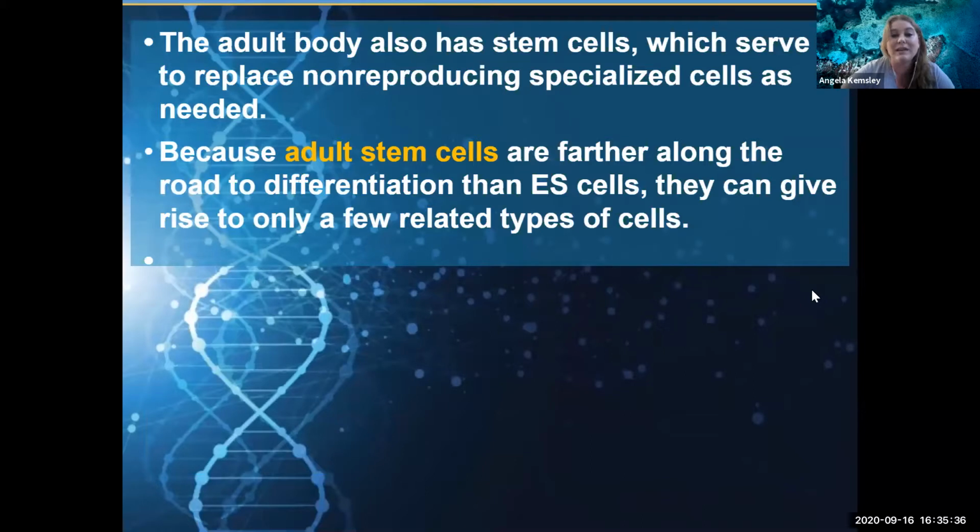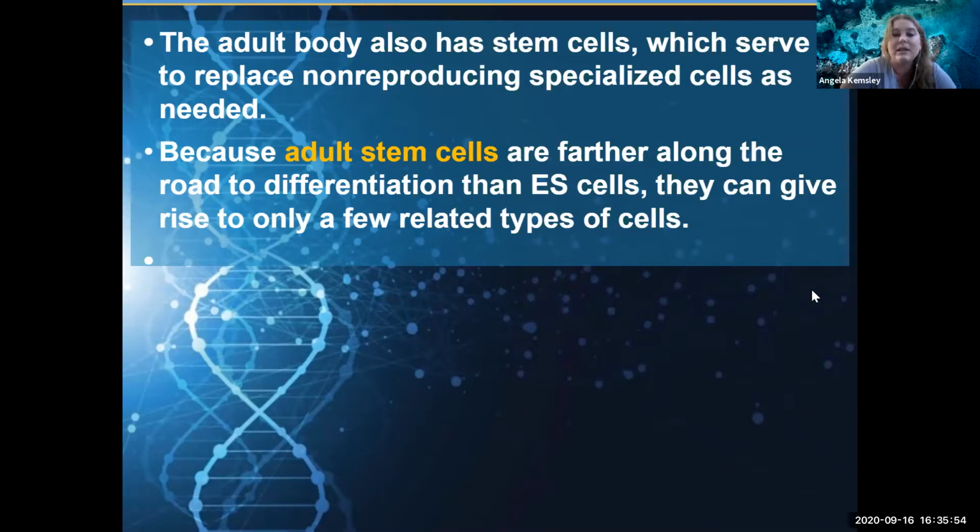So the adult body also has stem cells. We hear a lot about when babies are born that parents are paying to have their umbilical cord saved to get stem cells out of the umbilical cord. But the adult body also has stem cells which serve to replace non-reproducing specialized cells as needed.